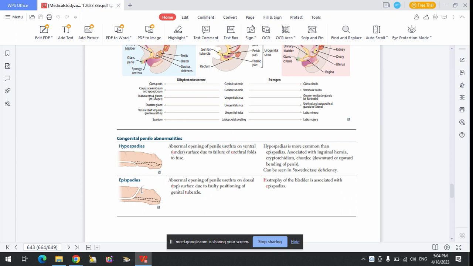And they have some associations. Anytime you see hypospadias, you want to rule out cryptorchidism, that is undescended testes, as well as inguinal hernia, which is indirect. Indirect, because indirect occurs in young children. I hope you guys are aware of that from our GI knowledge.